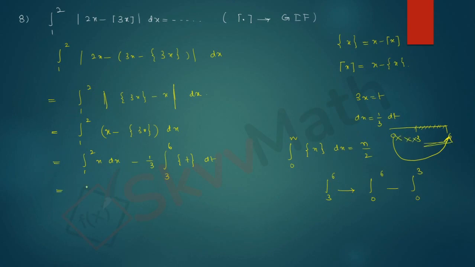Now this is equal to x square by 2 from 1 to 2, minus 1 by 3. So first integration 0 to 6. According to this formula, integration 0 to 6 is 6 by 2, minus integration 0 to 3. If you have 0 to n, it is n by 2, so 0 to 3 is 3 by 2 for the fractional part of t. So if you calculate 4 square minus 1 square, 3 by 2 minus 6 minus 3 by 2, the 3 by 2 terms cancel, leaving 1 by 2. So 3 by 2 minus 1 by 2 is equal to 1.